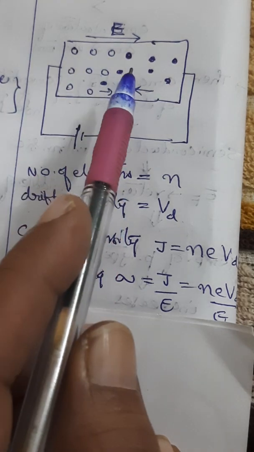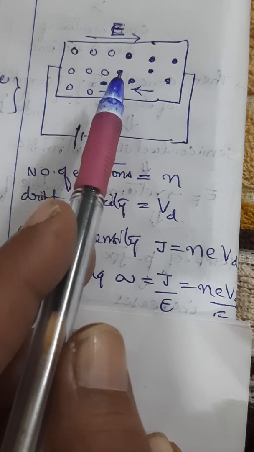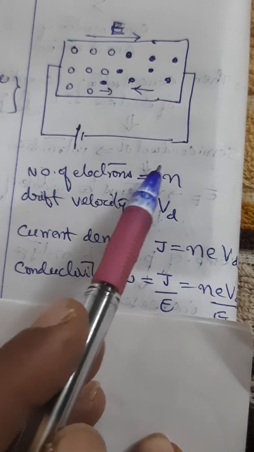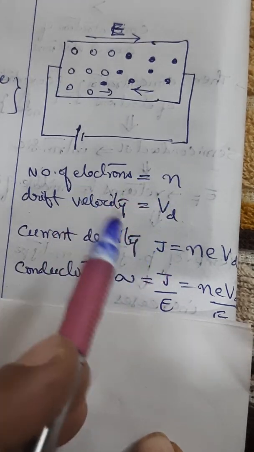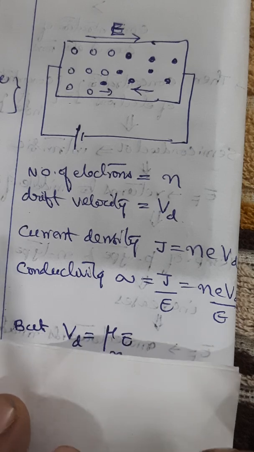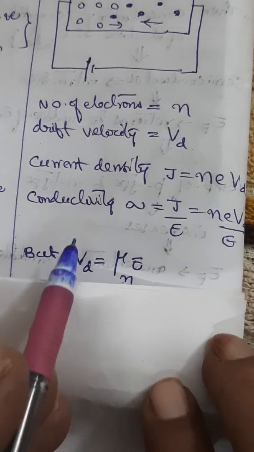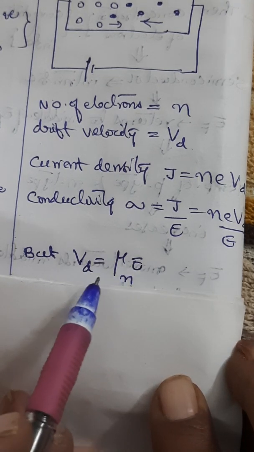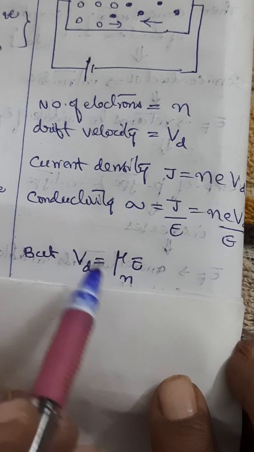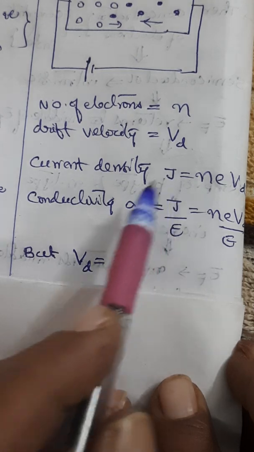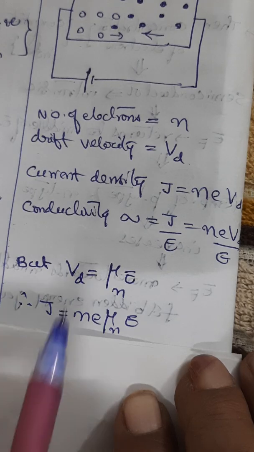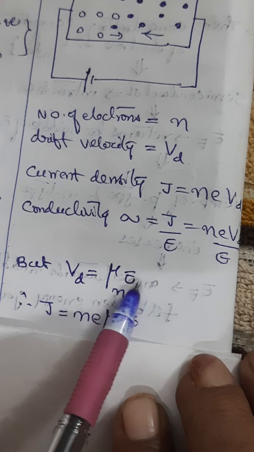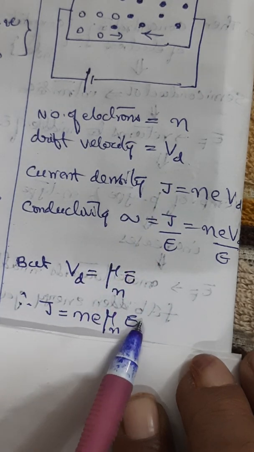Because the charge carriers are electrons, and electrons are represented in our discussion of semiconductors by n, holes are represented by p. Therefore, this mobility is the mobility of electrons, represented as mu n. Therefore, drift velocity Vd is equal to mu n into E, where mu n is the mobility of the electrons. Substituting this value in J, instead of Vd you can write mu n E. Therefore, J will become n e mu n E.